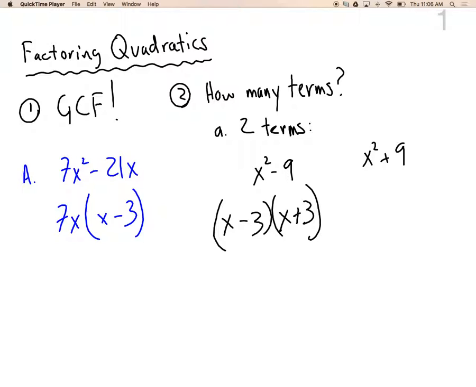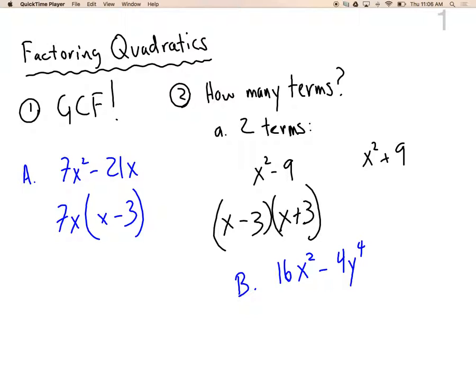Okay, so we good? That's about the only time you're going to see two terms, when you're looking at something that is the difference of perfect squares. We can complicate it a little bit. We'll do example B here, by doing something like 16x squared minus 4y to the 4th.